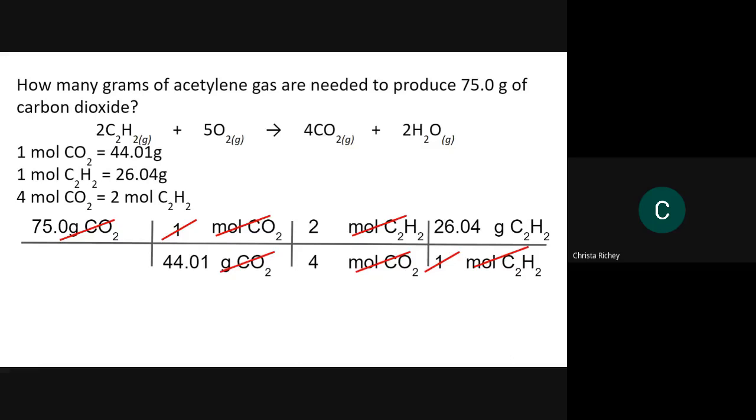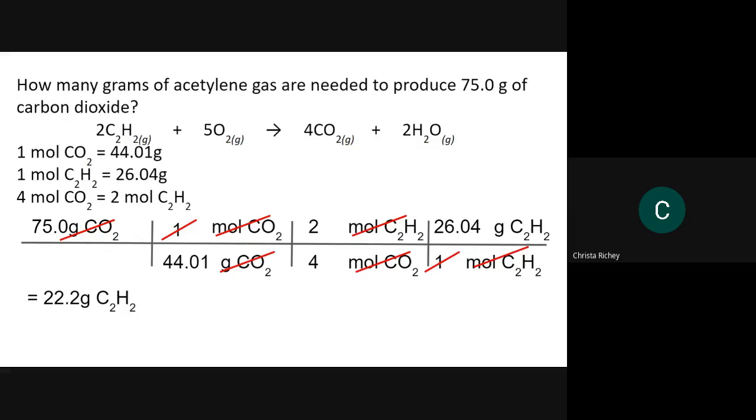So 75 times 2 times 26.04 divided by open parentheses, but you have to turn your phone to the side to get the parentheses with most phones. 44.01 times 4, close parentheses, and hit enter. With 3 sig figs, I have 22.18813906. So good, I didn't make a mistake. Rounds to 22.2. Now we're in grams of acetylene gas.